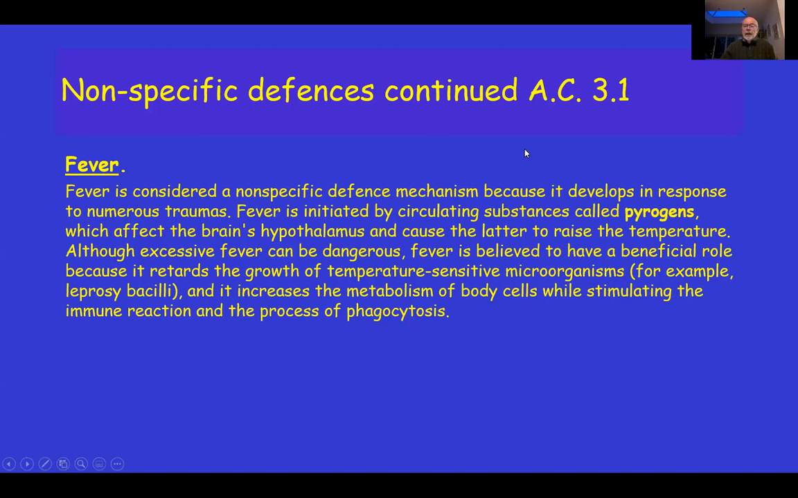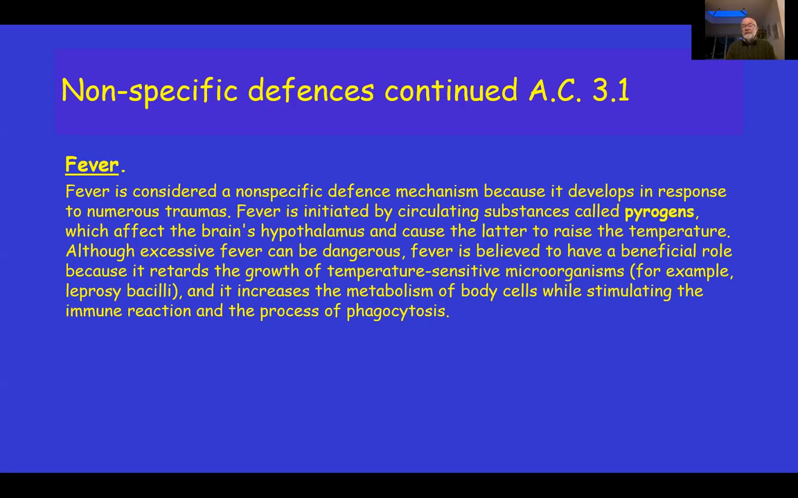Fever is another defense mechanism, because if we raise the temperature, it happens in a number of traumas, it initiates the circulation of substances called pyrogens. Pyro is usually associated with pyrology, which is to do with heat. So pyrogens affect the brain's hypothalamus. Again, we've come across the hypothalamus in the brain when looking at hormones. And in this case, it causes it to raise the temperature.